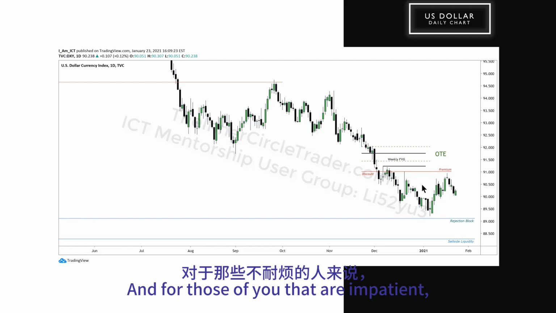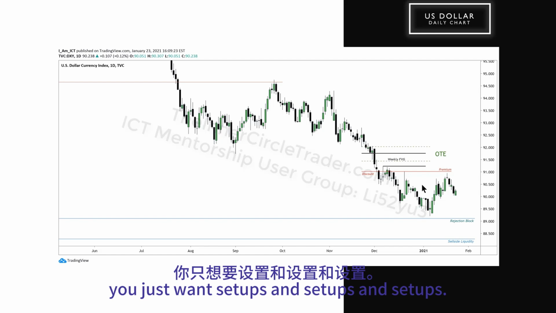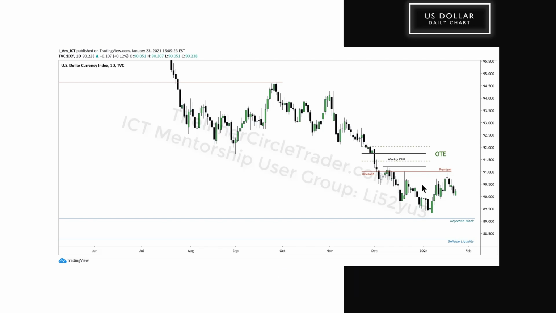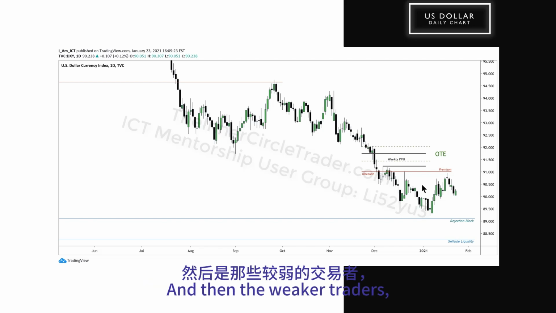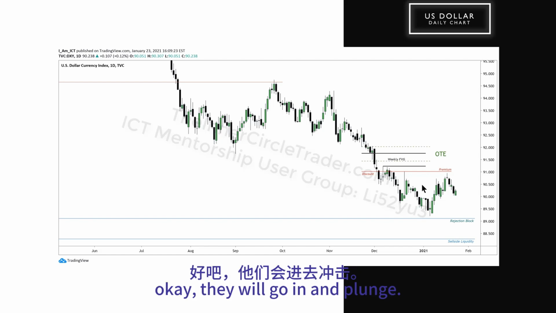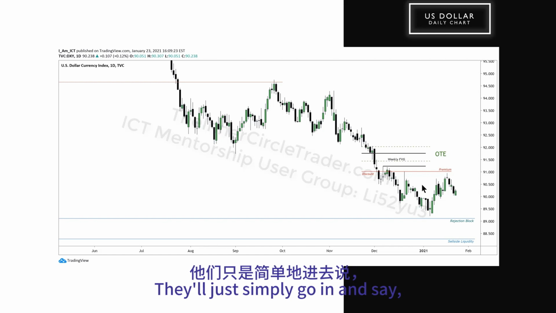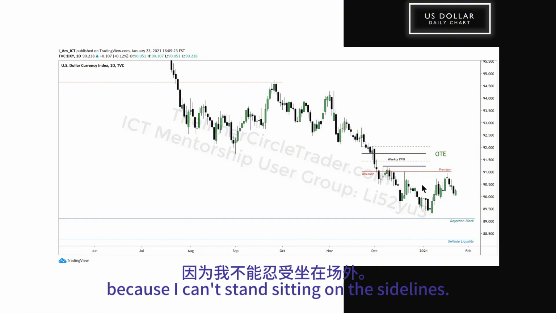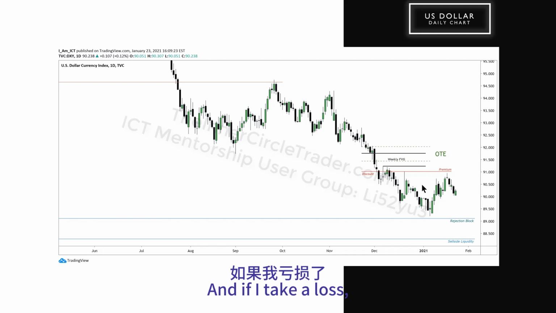And for those of you that are impatient, you just want setups and setups and setups. This is the period that will frustrate you. And then the weaker traders, okay, they will go in and plunge. They'll just simply go in and say, I'm just going to take a trade because I can't stand sitting on the sidelines. I need to be in here doing something. And if I take a loss, whatever.